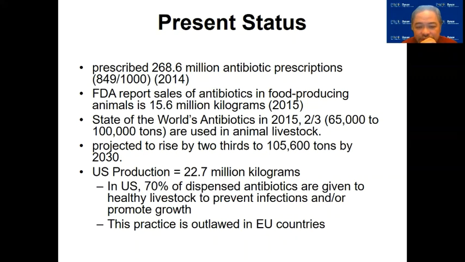If you look at the production of antibiotics in the United States, it's around 22.7 million kilograms. And in the US, 70% of these dispensed antibiotics are given to healthy livestock to prevent infection and or promote growth. Good for the European Union countries, this practice is already outlawed.